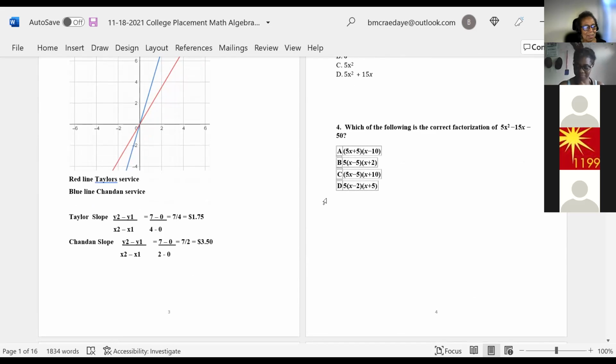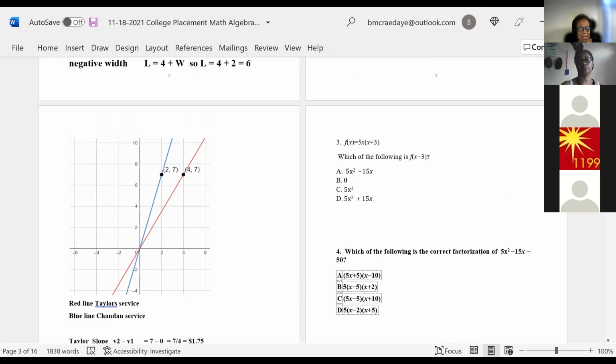Okay, so how much more does the Shannon carpool service cost than Taylor's? What's the difference? The 175 and the 350. The Shannon costs how much more? The difference: 350 minus 175 is 175. How much more does the Shannon cost than the Taylor? That would be 350 minus 175, which is 175.